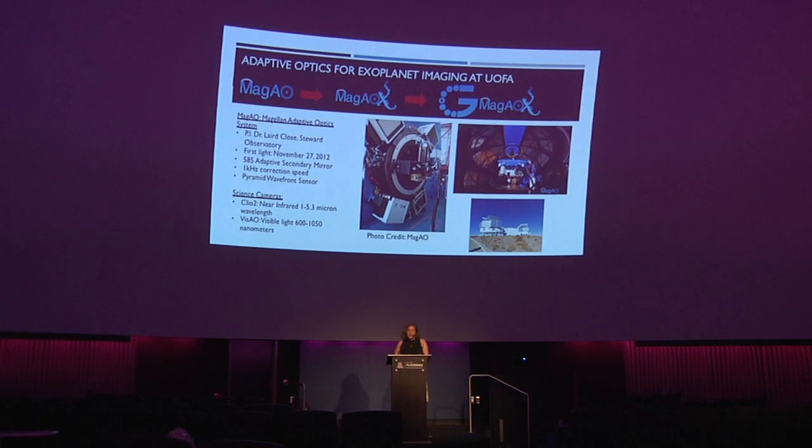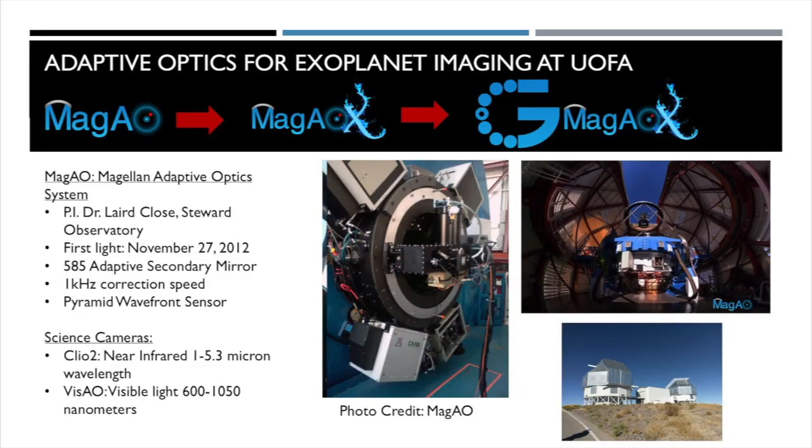We have 585 actuators on our deformable mirror, and our deformable mirror is actually the secondary mirror of the telescope, so it's a little different from a classical AO system. The number of actuators is really important because it's the number of degrees of freedom we're controlling. If we have more actuators, we're getting better corrections. We're running at 1 kilohertz speed, so that means 1,000 times per second we're applying corrections to the starlight.